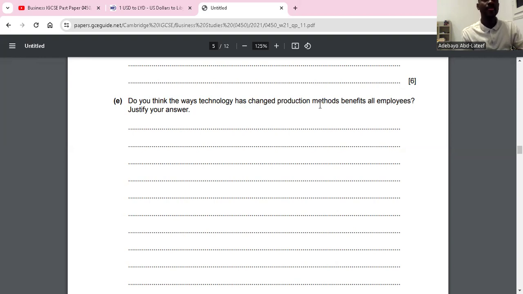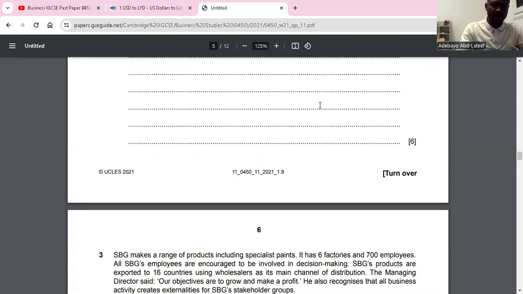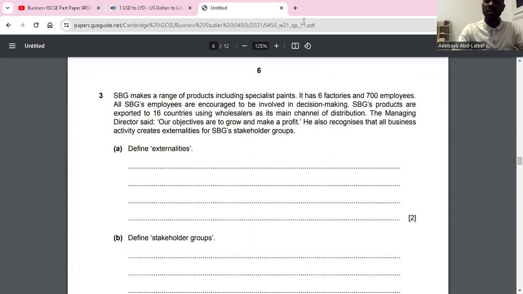However, technology may mean that fewer workers will be needed as they may be replaced. Workers may face redundancy. Okay. So that ends question 2, right? Go to question 3. Hold on, please.